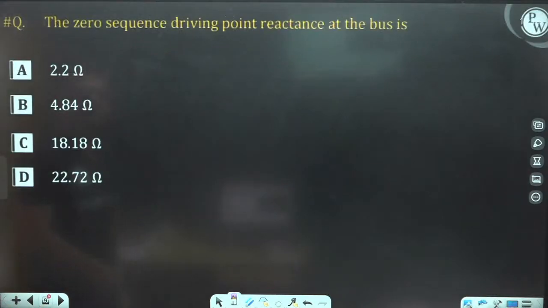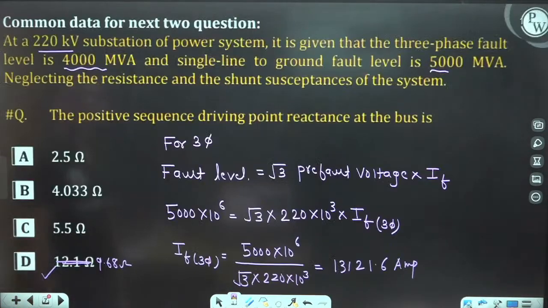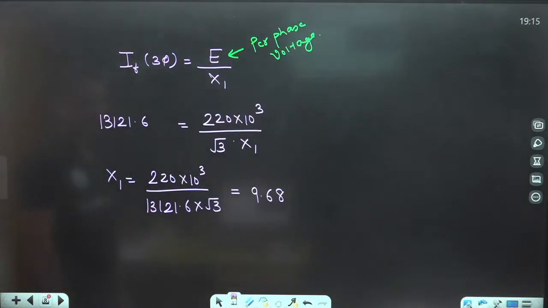Now, the second part of this question is you have to find out the zero sequence driving point reactance at the bus. What is the zero sequence driving point reactance? Yes, try to solve this.